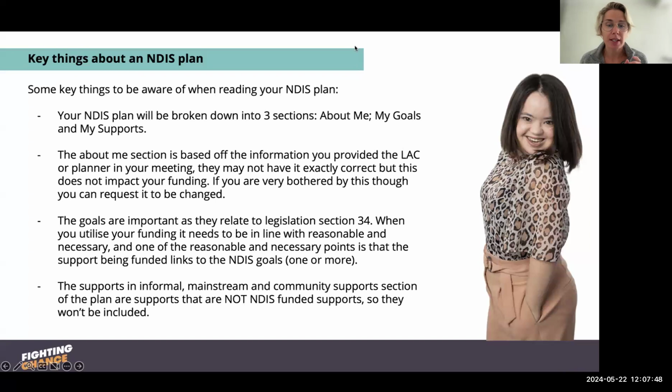The next bit is the goals. Actually, the supports come before the goals, but we'll talk about the goals. So the goals are really important. When you look at legislation, and I know I'm jumping ahead a little bit here, but when you look at the NDIS legislation, particularly section 34, reasonable and necessary, how they build a plan and when the funding is in your plan, how you can utilize your plan within the guidelines, it really comes down to that reasonable and necessary part of the guidelines. One of those points is the support must link to one or more of your goals.